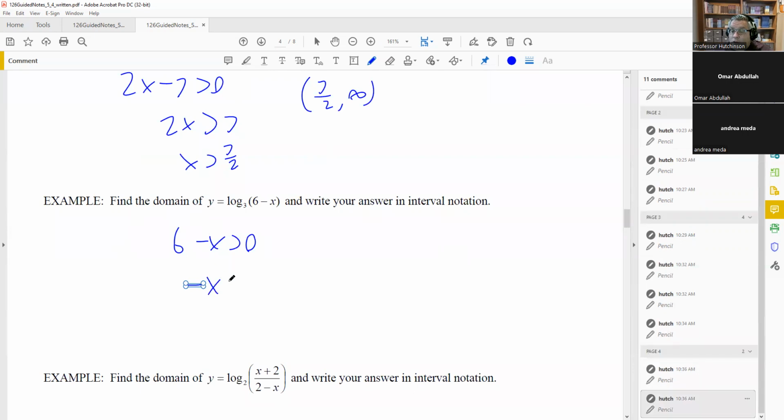Now, if we move that over, we get negative 6. What we'd have to do here is divide both sides by negative 1. When we do that, remember that you have to flip the inequality sign. Whenever you take an inequality and divide or multiply by a negative number, that's going to flip the sign. So the answer to this problem is negative infinity to 6, because the sign got reversed.